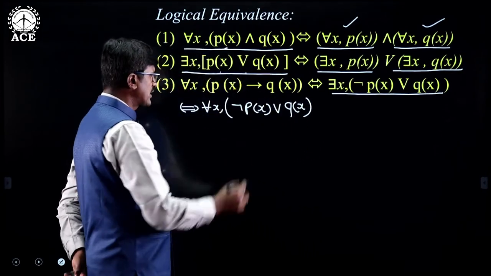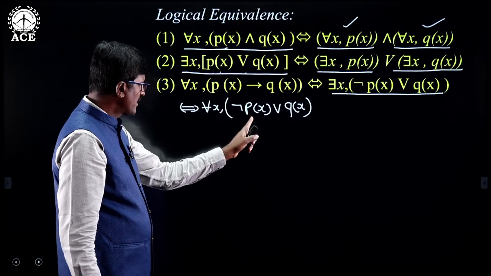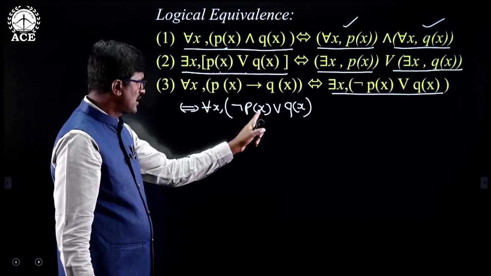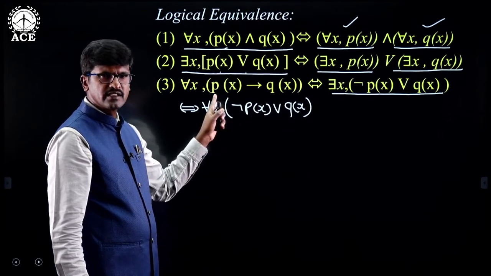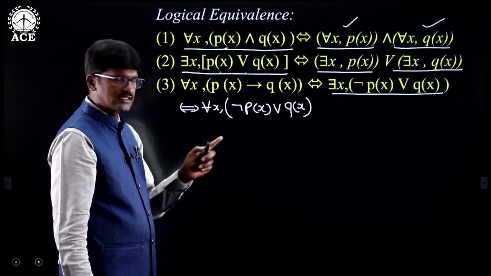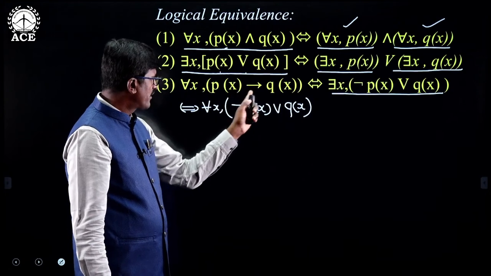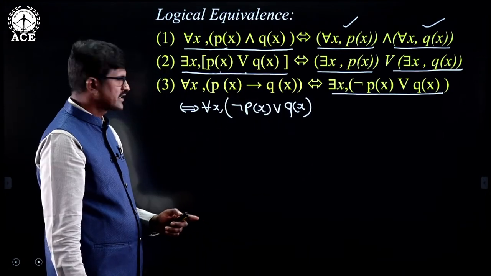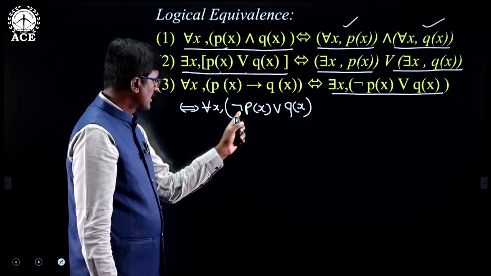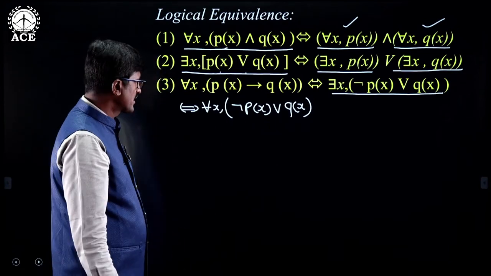When we remove the conditional statement, then you will be getting negation p of x or q of x. That we have seen in the video lecture 1. When I was explaining about the conditional statement, I proved how p of x conditional q of x is logically equivalent to negation p of x or q of x.